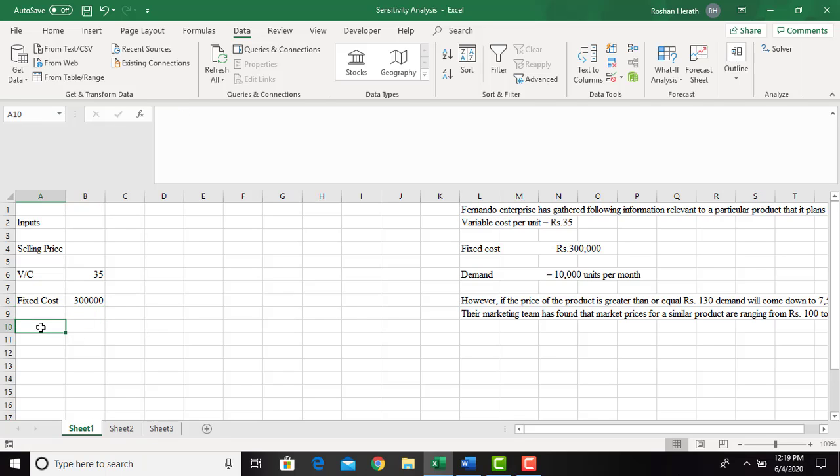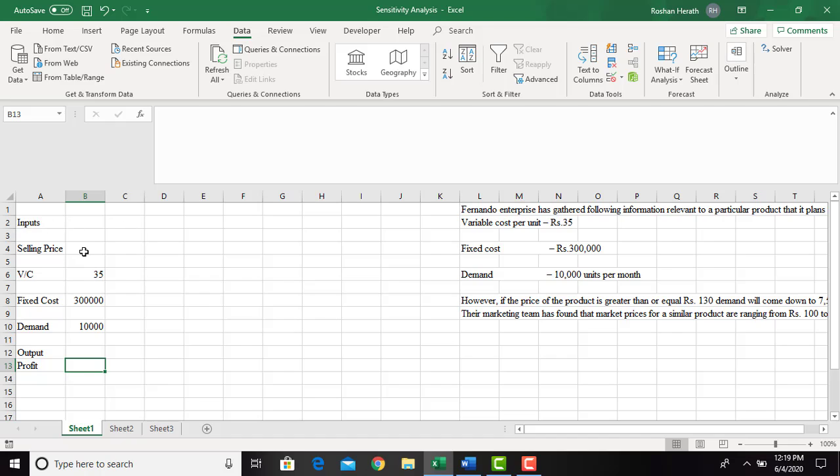ඊට පස්සේ තියෙනවා demand එක. අපි දැනට demand එක 10,000 කියලා දාගමු. ඊට පස්සේ අපිට අවශ්‍ය වෙයි work out කරන්න output එක මොකක්ද? profit එකක් තමයි අපිට දැනගන්න ඕනේ. right? ඒක අපි output එක කියලා කියමු. right.